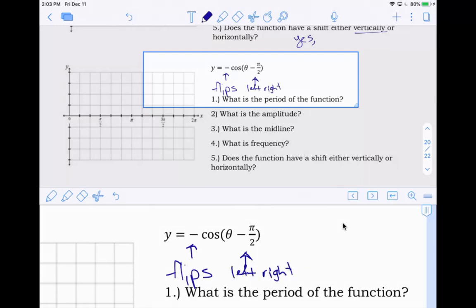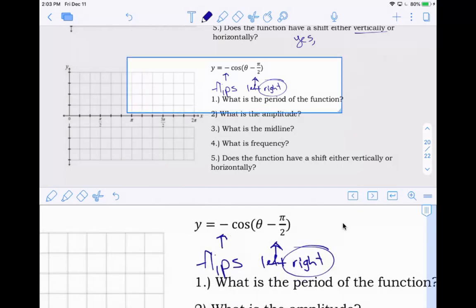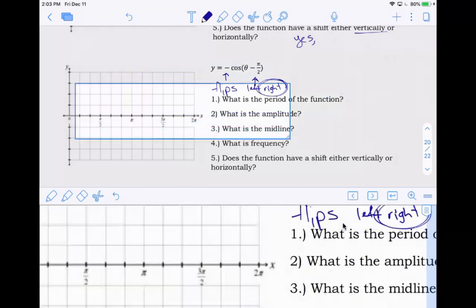And since it's negative, which one is it? That's right. We're going right pi over 2. So everything cosine has been moved right pi over 2. There's something else that could affect that, but it's not in the right spot. So I apologize for mixing that up. This is just a shift right pi over 2.